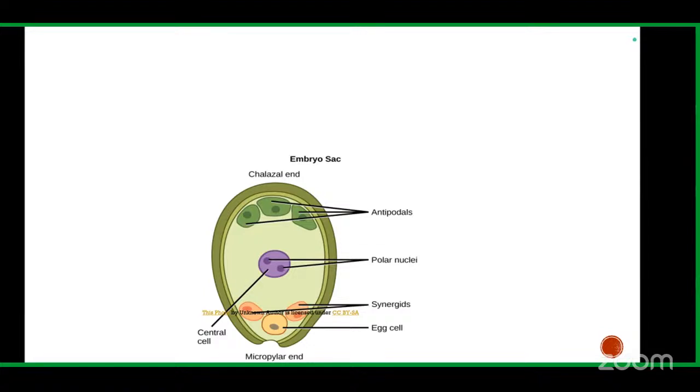And count the nuclei. Above there are 3 nuclei, below there are 3 nuclei. 3 plus 3 is 6, and in the middle, in the central cell, there are 2 nuclei. That's why 6 plus 2 is 8. So, a 7-celled, 8-nucleus structure. A typical embryo sac contains a 7-celled, 8-nucleus structure.